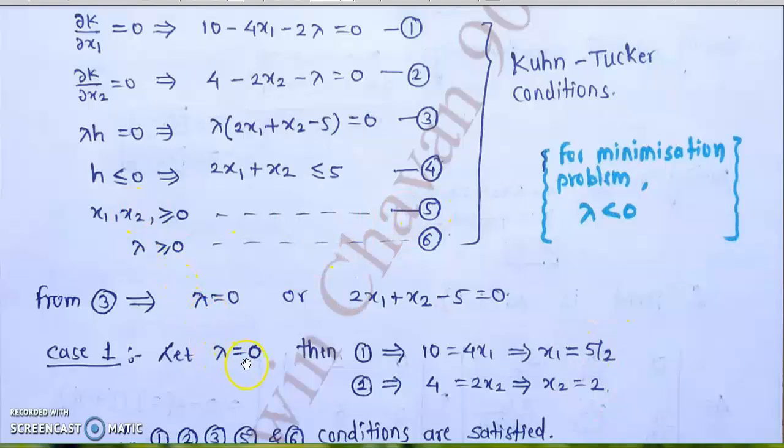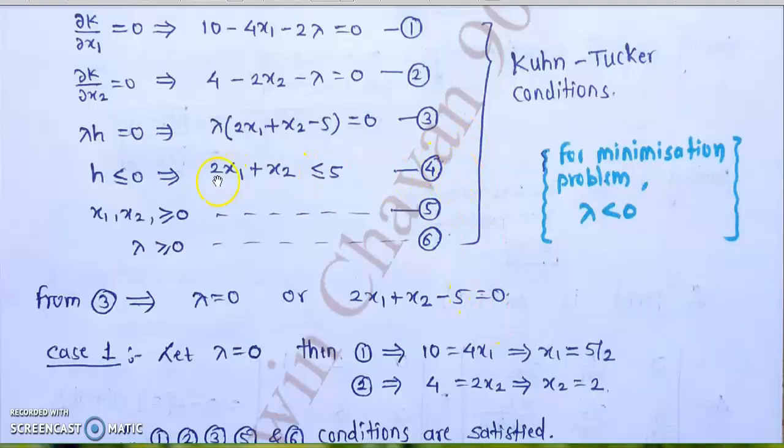We have taken lambda equal to 0. That's why sixth condition is also satisfied, because sixth condition says lambda is either 0 or positive. Then we got these two values x1 and x2 from equation 1 and 2, so obviously equation 1 and 2 are also satisfied. Now from equation 3 we have taken this case, so equation 3 is also satisfied. So conditions 1, 2, 3, 5 and 6 are satisfied.